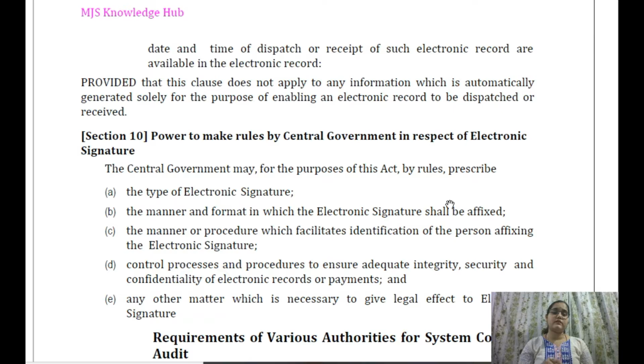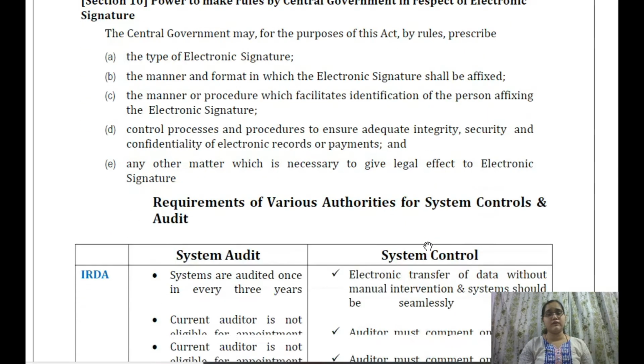So what are the different kinds of rules that can be made by the central government? What is the type of electronic signature? What is the manner and format in which it has to be affixed? What is the manner or procedure to identify the person who is affixing it? Then what is the control process and procedure to ensure adequate integrity, security and confidentiality of electronic data? Then any other matters which are necessary to give legal effect to the electronic signature. So this is the power of central government under section 10 to make rules in respect of electronic signature.